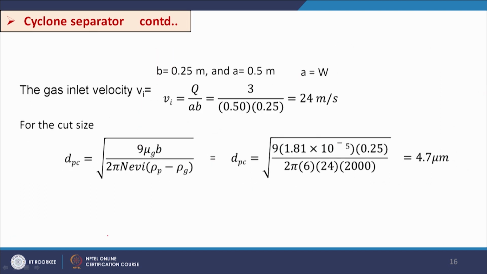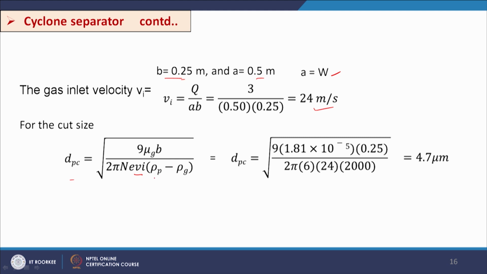Now, for the second part we have to calculate the dpc, the cut size, which is equal to the root of this. Here we have to calculate the V I, other values are given. b value is 0.25 meter because d equal to 1 meter, so d by 4 equal to 0.25 meter, and a equal to d by 2, that is 0.5 meter, and a equal to w. So, V I is equal to q by a b. The volumetric flow rate is equal to the cross sectional area a into b into V I, the initial gas velocity which is entering into the system. So, we can get V I equal to q by 0.5 into 0.25, that is equal to 24 meter per second.